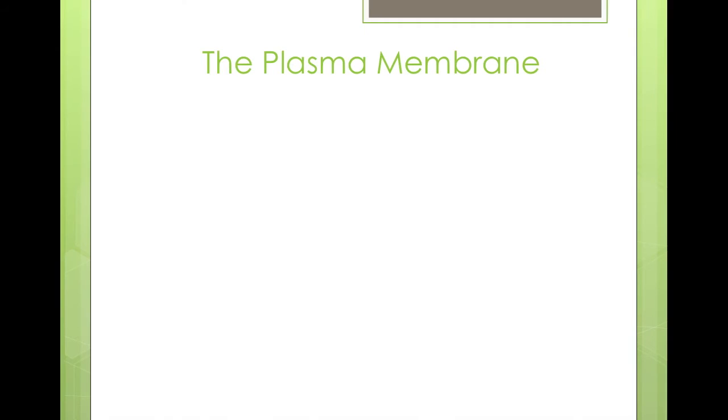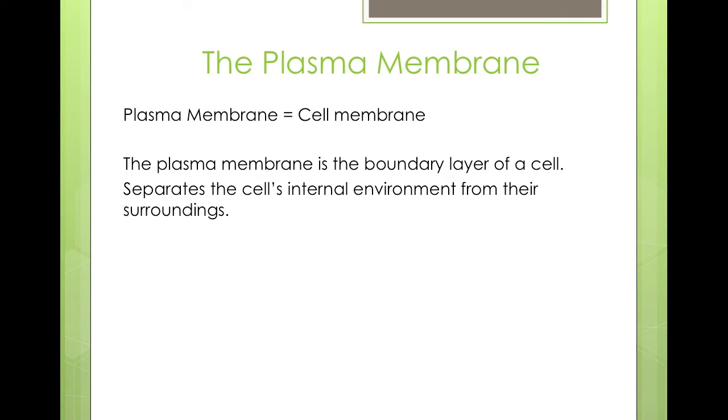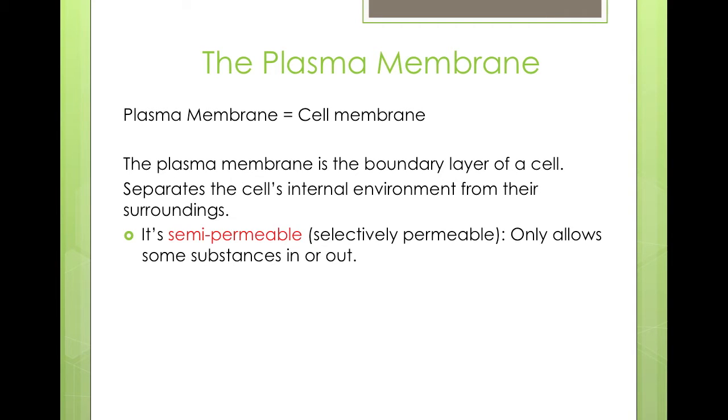So the plasma membrane also has a second name called the cell membrane, okay? And basically it is the boundary layer of the cell. It's like the skin of the cell, except it does a lot more than just separating the cell's internal environment from their surroundings. That's the primary function of it, but it regulates a lot of that movement, yeah?